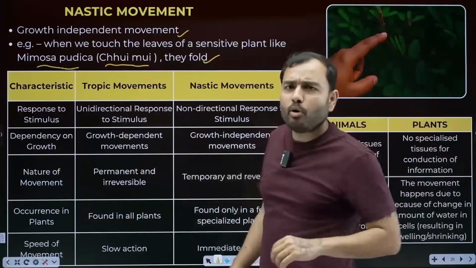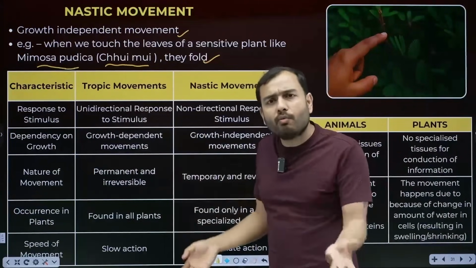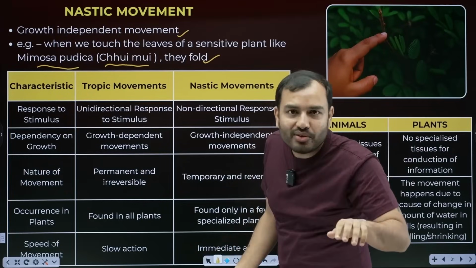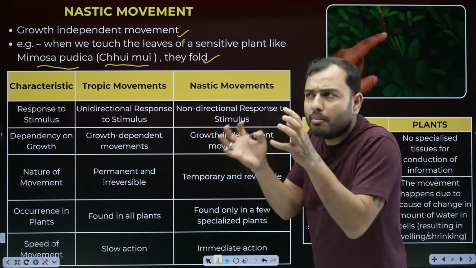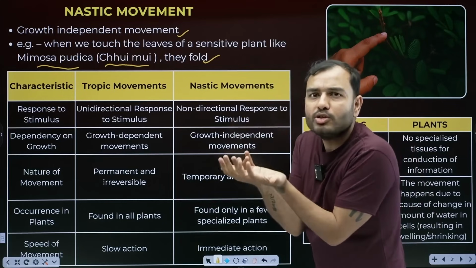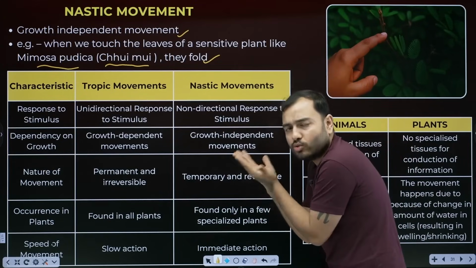How is tropic movement irreversible? Once the plant has grown, it won't become small again. But nastic movement is reversible. You touch the chui mui, it closes. After a while, you remove your hand, it opens again. So nastic is reversible. The leaves will open again.